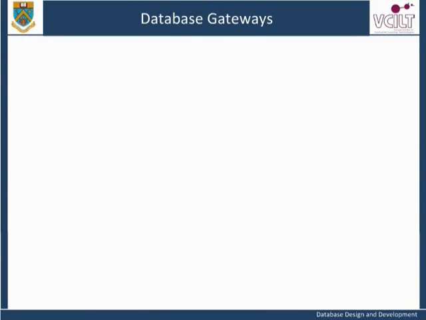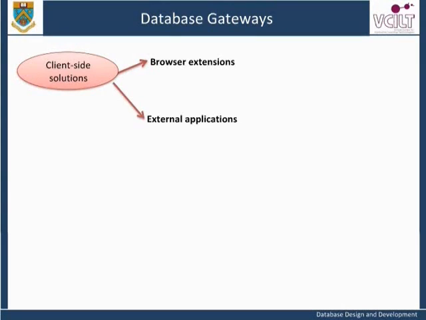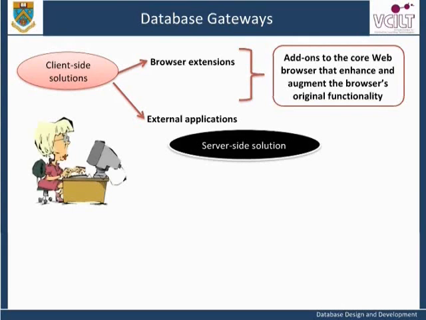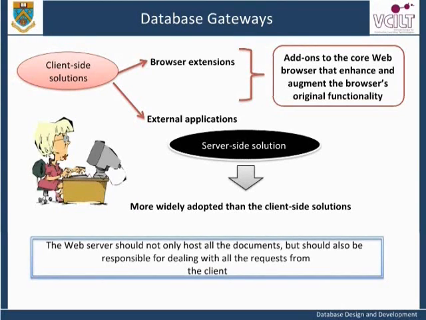Client-side solutions. The client-side solutions include two types of approaches for connections: browser extensions and external applications. Browser extensions are add-ons to the web browser that enhance and augment the browser's original functionality. Server-side solutions. Server-side solutions are more widely adopted than the client-side solutions. The web server should not only host all the documents, but should also be responsible for dealing with all the requests from the client.